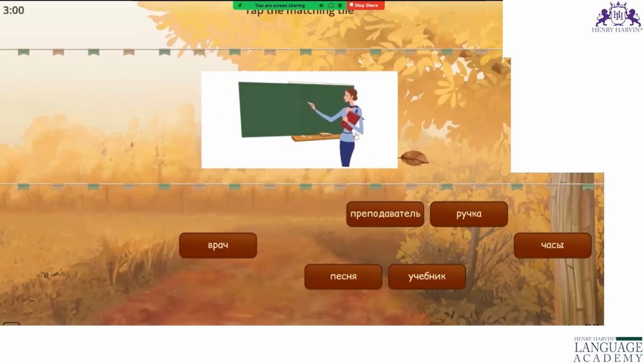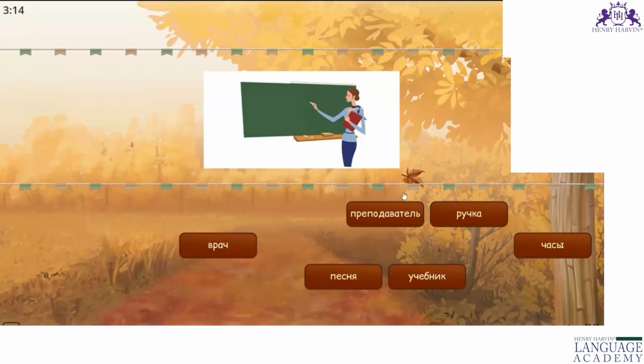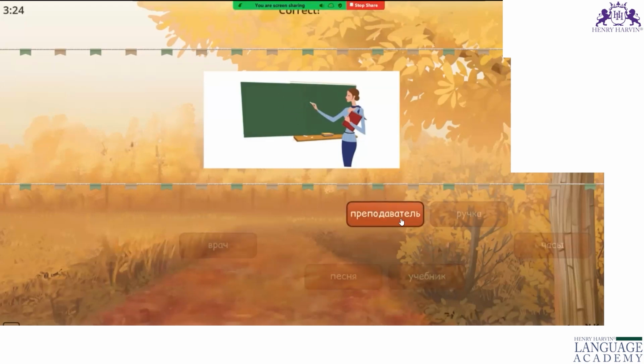Преподаватель. Мой преподаватель, говорим. The word преподаватель itself is masculine. So we say мой преподаватель. For example, we had this Анна Ивановна. Okay? Remember? So you can say мой преподаватель Анна Ивановна. Because the word преподаватель is masculine. But after that, you put feminine name.